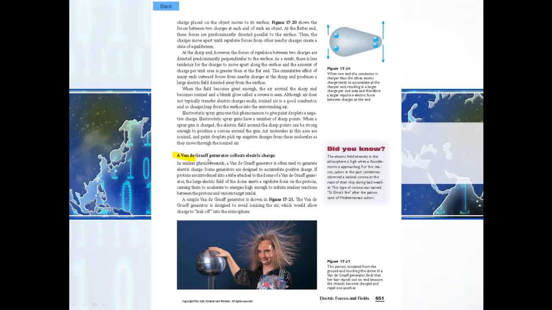Van de Graaff generators, oh, don't worry about that. But again, something like this could give you a picture. Where is the field strength strongest? Which end would be most likely to be hit by a spark or give off a spark? You should know, of course, it's this end as opposed to the other end.